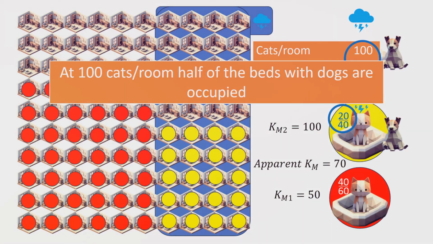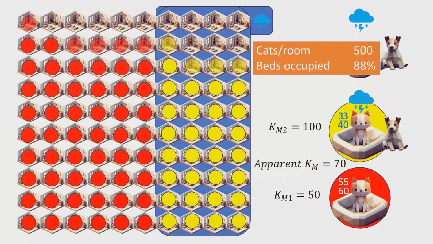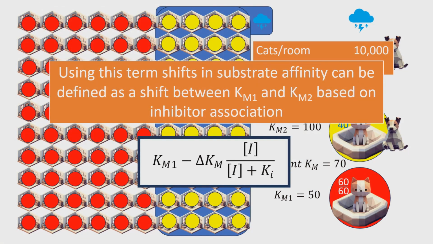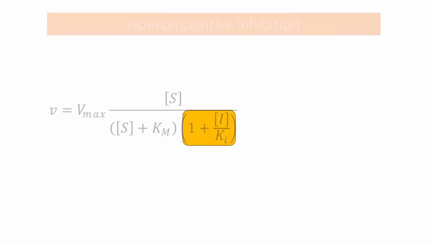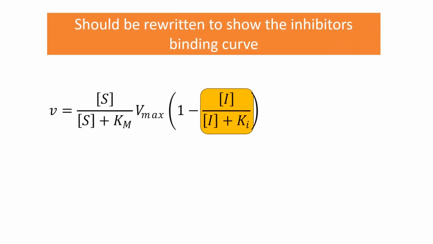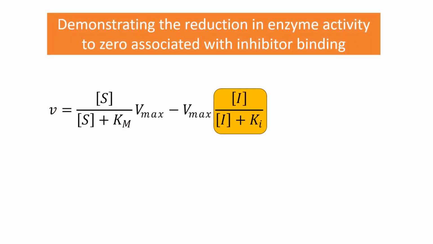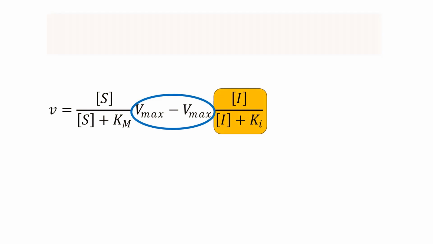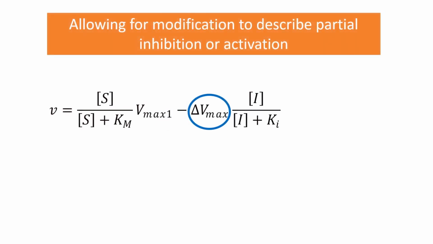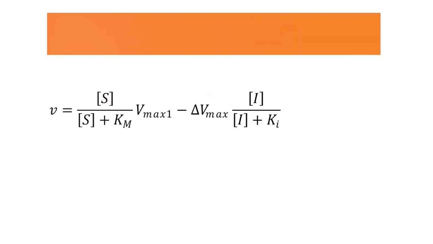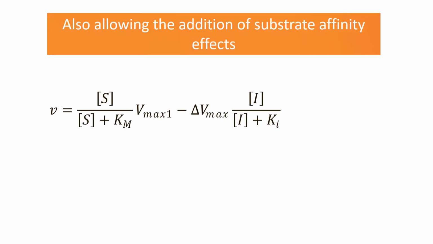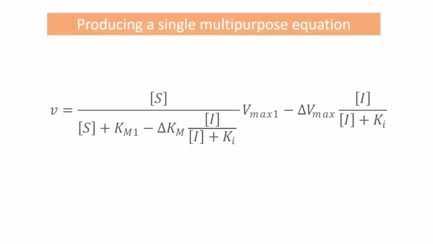As such, this approach can also be used with the non-competitive equation. By introducing a new term defining the effect the inhibitor has on the enzyme, the inhibitor-induced catalytic rate can now be something other than zero. And we have a new equation that can define full inhibition, partial inhibition, or even activation of the enzyme's activity. Now we can combine our new equations describing changes in substrate affinity and changes in enzyme activity to produce a single equation for describing almost any effect you can imagine an inhibitor or activator may have.